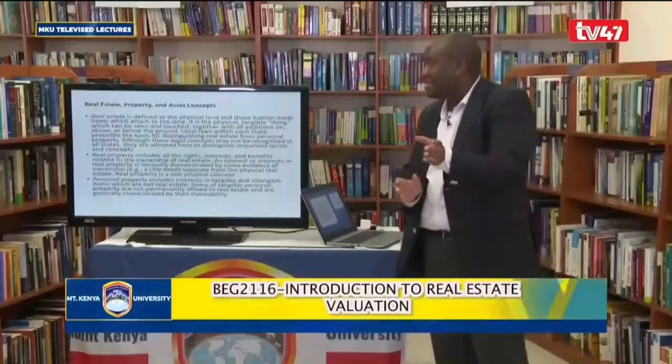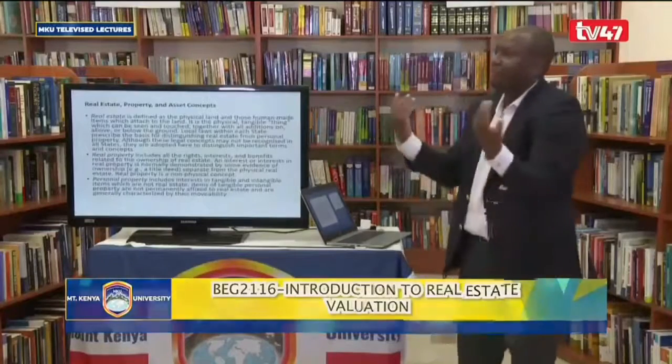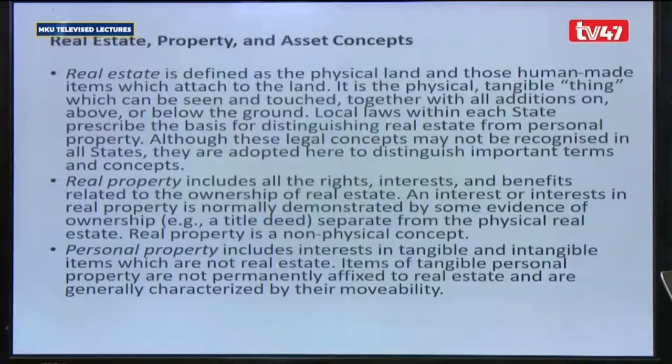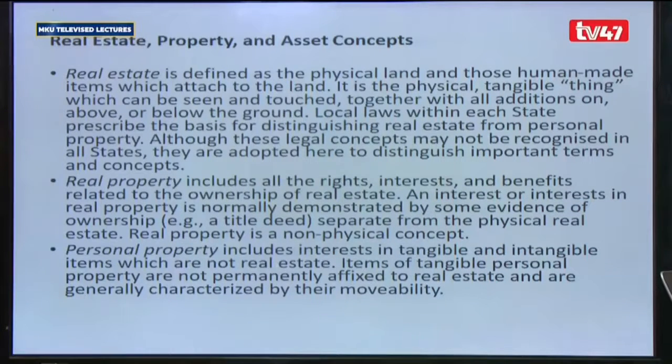Then this brings us to the discussion of the concept of real estate, property, and the asset concepts. Again, just to clarify or amplify what we have mentioned, real estate is defined as the physical land and those human-made items which attach to the land. So real estate is the physical land and the immovable attachments to that land. The physical is a tangible thing which can be seen and touched, together with all additions on, below, or above the ground. So real estate would comprise that physical and what is attached on, below it, or above it.